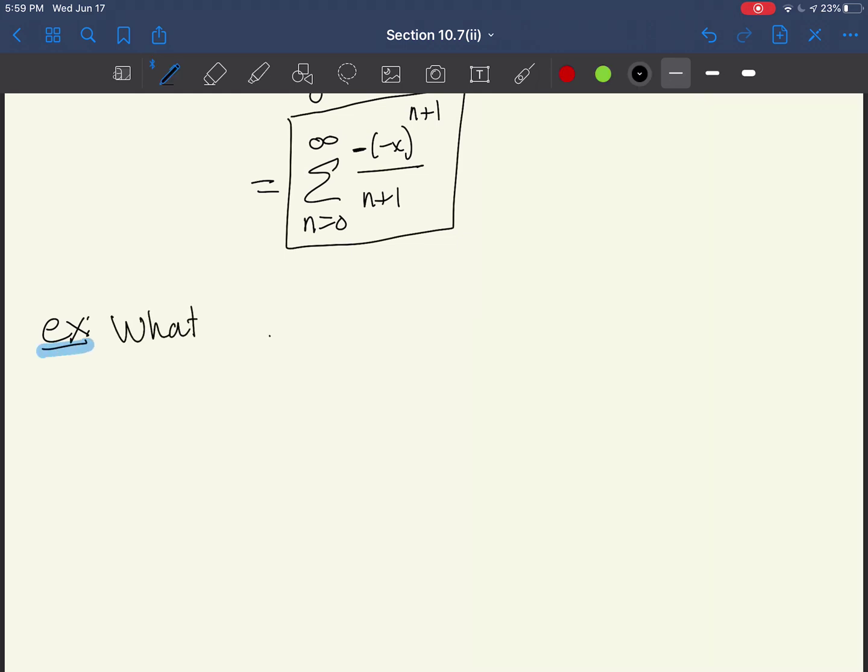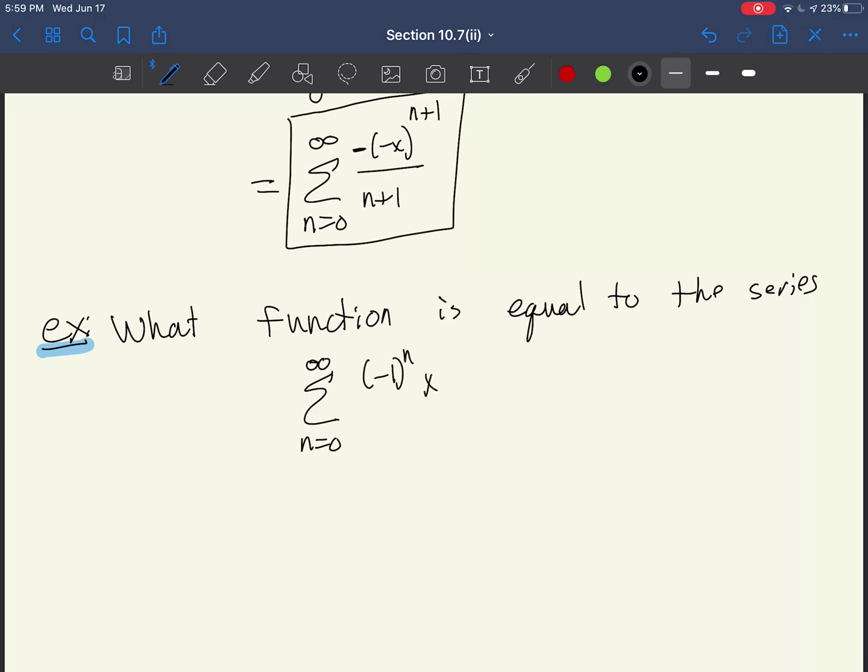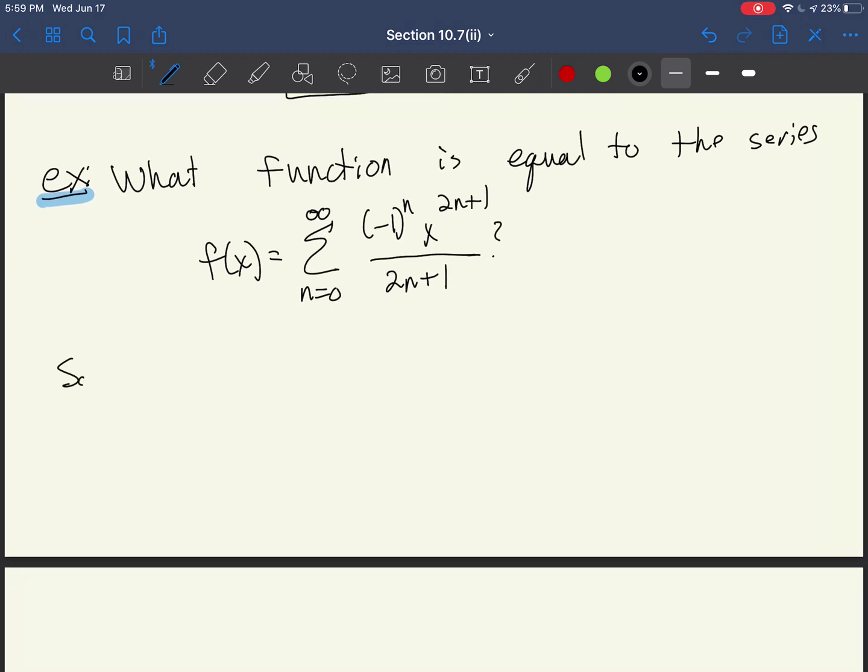Okay, 2 more examples. What function is equal to the series summation from n equals 0 to infinity of negative 1 to the n x to the 2n plus 1 divided by 2n plus 1. And let's label that f of x.